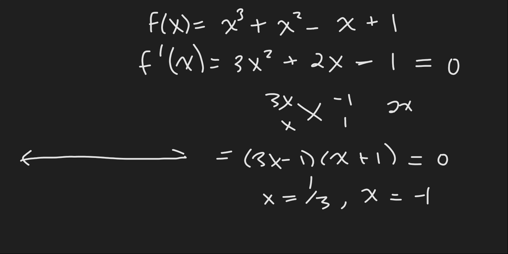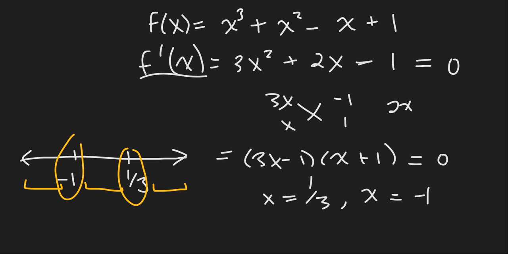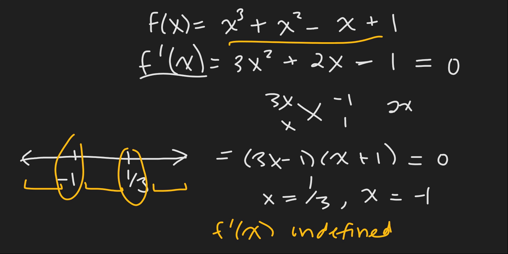Now I'm just going to draw a little number line. I'm going to put these 2 points on it. So these points are where f prime of x is 0. And that means in these intervals, it needs to be either positive or negative because these two are the only points where it's 0. And also, if you had a different function, you might want to check whether f of x is undefined. But in polynomials, it is always defined. So we don't have to check that.